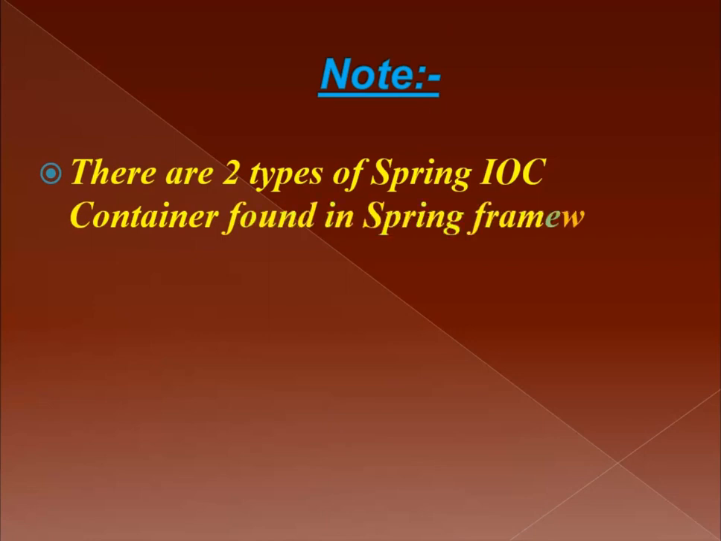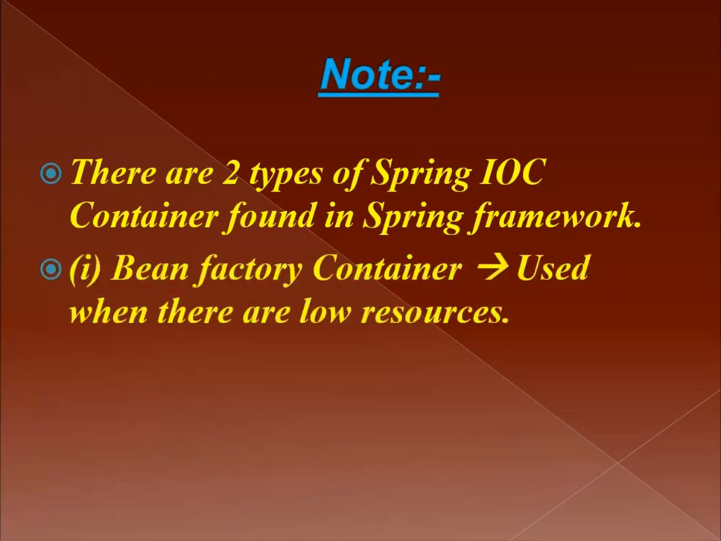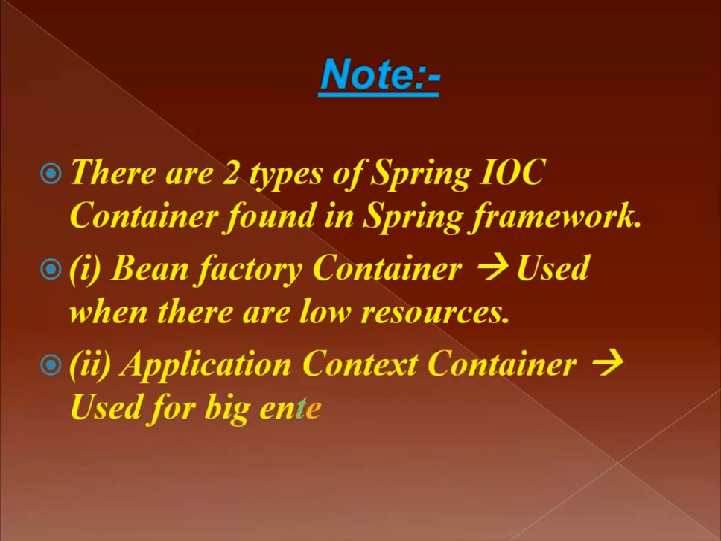There are two types of Spring IOC container found in the Spring framework. One is the bean factory container, used when there is a small project or low resources. Another one is the application context container, which is for big enterprise projects, because the application context container has some advantages over the bean factory container. Mostly we use the application context container.